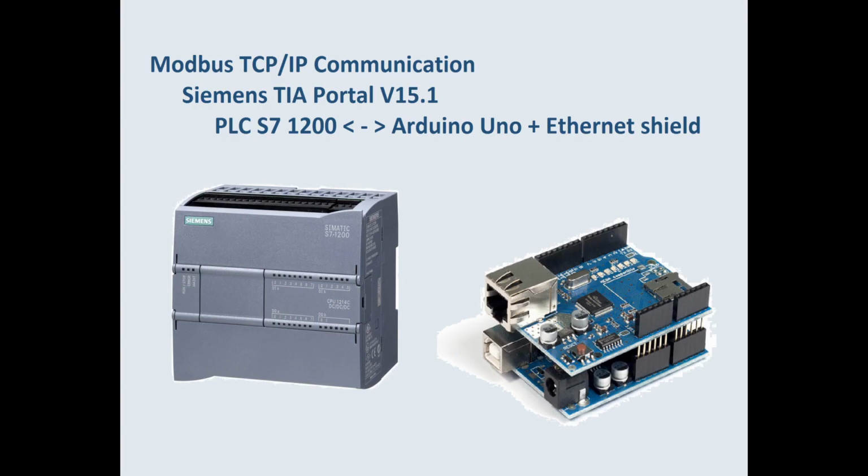Today I would like to show you how to set up Modbus TCP/IP communication between Siemens S7-1200 and Arduino. I'm using an Arduino Uno controller with an external Ethernet card. You can also use a module like ESP8266, which has an integrated Wi-Fi antenna and can also be programmed with Arduino IDE.